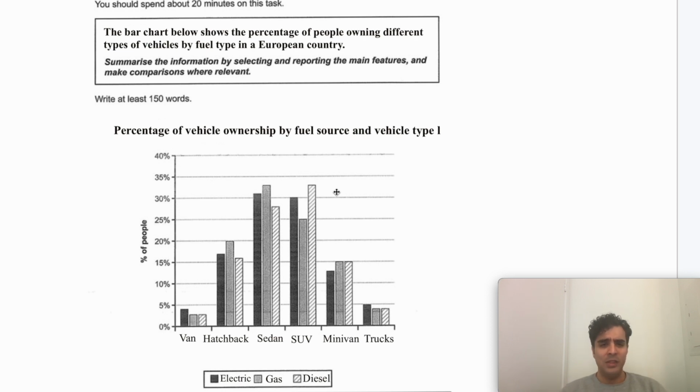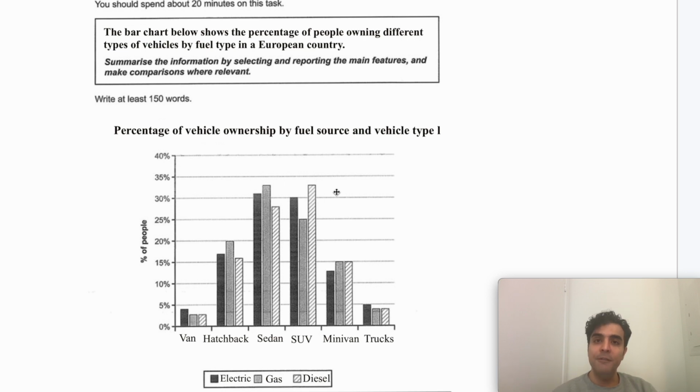European country? No, I don't think we can say 30% of European country. Fuel type? 30% of like diesel fuel cars? No, that's not it. Different percentages of people. So these correspond to the percentage of people who own these types of vehicles. So people is the MP core.